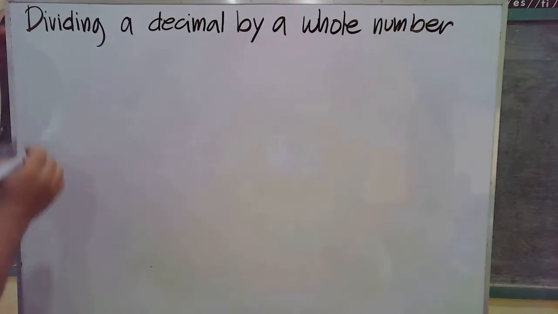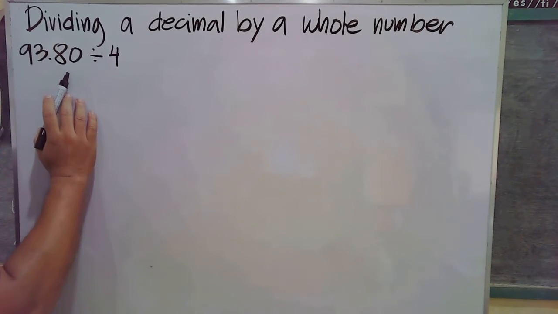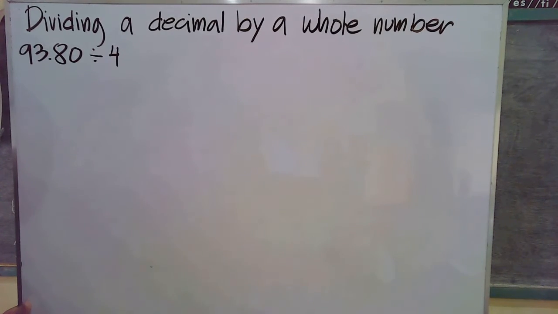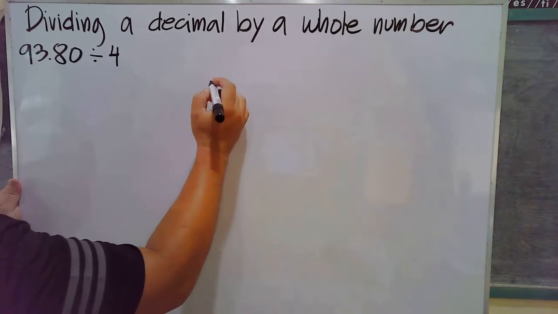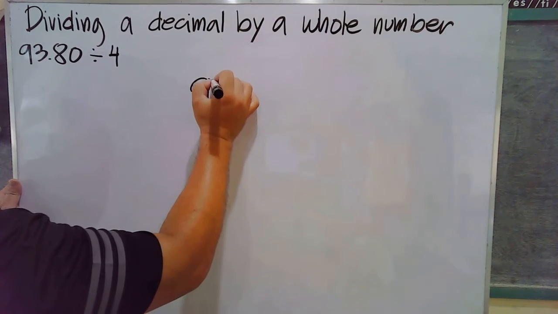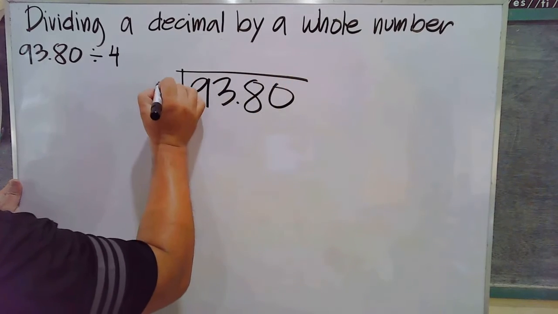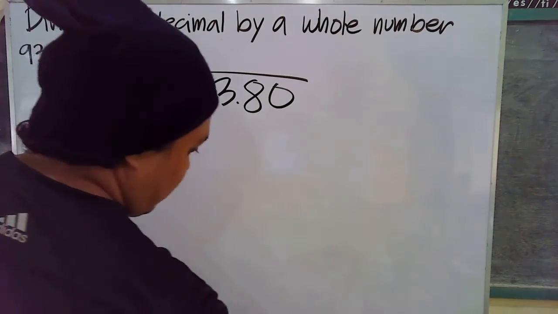33.20 divided by 4. Okay. So we have here, for our next example, a decimal number divided by a whole number. Okay, so first to answer this, let's arrange them. Just like dividing whole numbers, 33.20 decimal number for our dividend, and 4 here for our divisor. Okay, so we have a decimal number divided by a whole number.